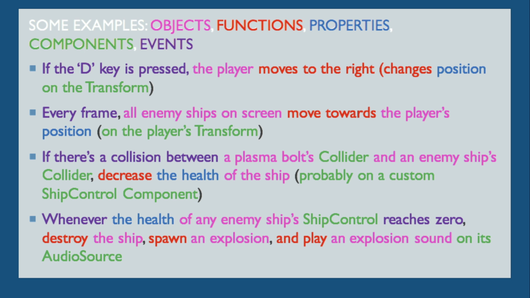So what if there's a collision between a plasma bolt? The plasma bolt is the object, the collision is the event, and one of the components is a collider on another object's collider. So we have the plasma bolt's collider, the enemy ship's collider, two objects and two components on those objects interacting. That might cause a decrease in the health of the ship, possibly within some sort of ship control component or within the player controller and so on. Whenever the health of the enemy ship control reaches 0, destroy the ship, spawn an explosion, play an explosion sound on its audio source, etc., etc., etc.